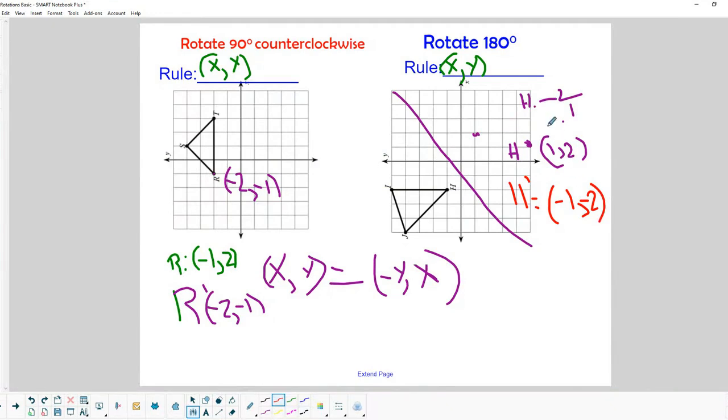So looking at the values we have up here and what's going on, our original x and y value changed such that we end up with just a negative x and a negative y value. So negative x, negative y is what happens when you rotate it 180 degrees, either counterclockwise or clockwise.